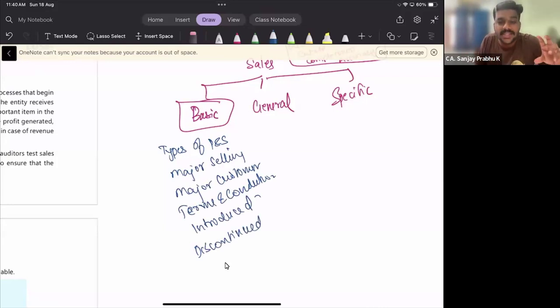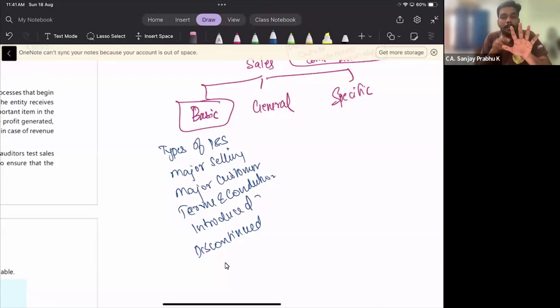Okay, whenever you are going to audit a company, and you are auditing the sales item, the basic things you should understand are the different products and services the company is selling, because only if they are selling products and services are they going to generate revenue. So the first thing you have to understand is the different types of products and services the company is involved in selling, and which is your major selling product.